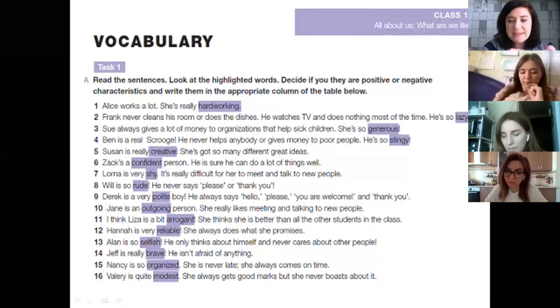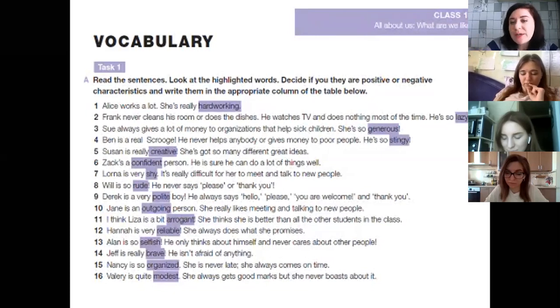And after that, of course, some of the words are known to students. That's why we can focus only on something difficult, such as stingy, arrogant, reliable, and so on. And in these sentences, there is already some context. So for students, it will not be so hard to catch the meaning, but still we need to clarify.